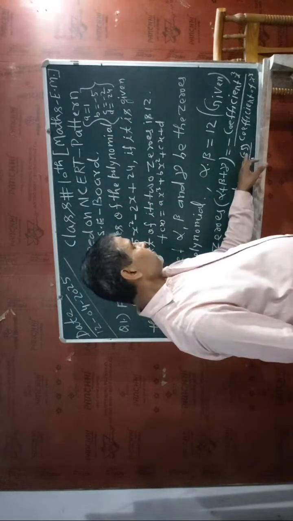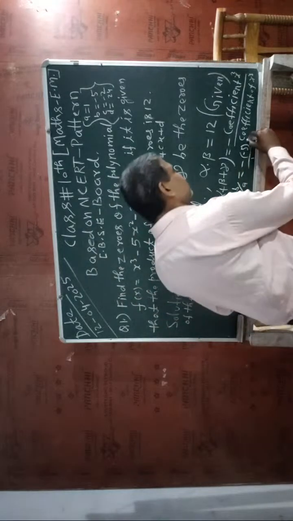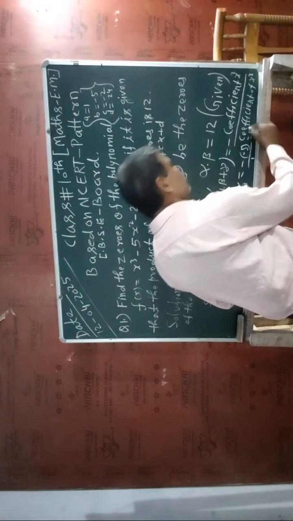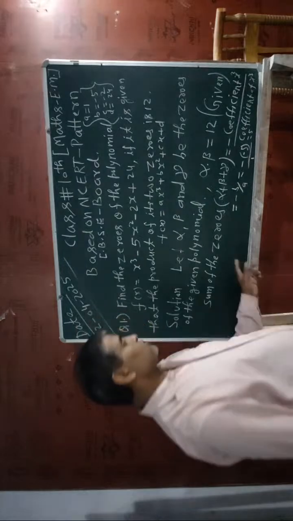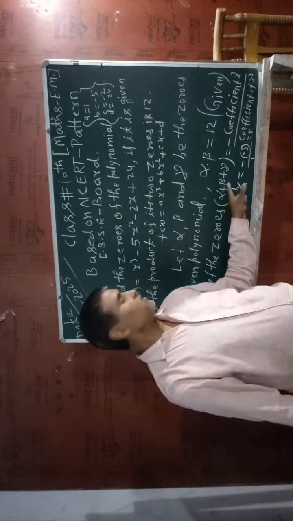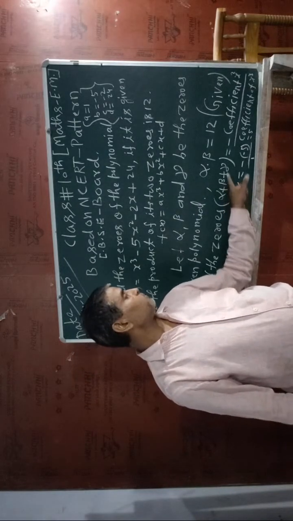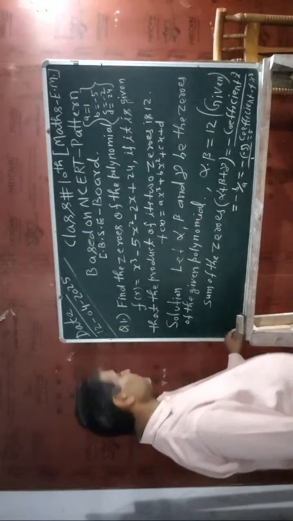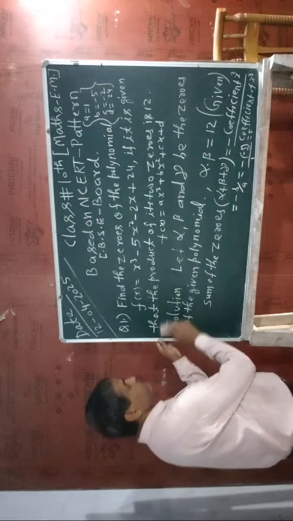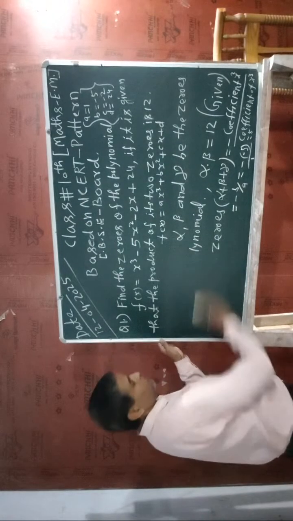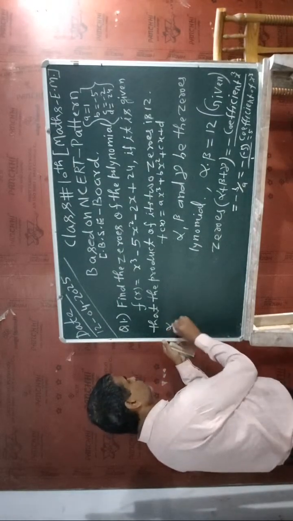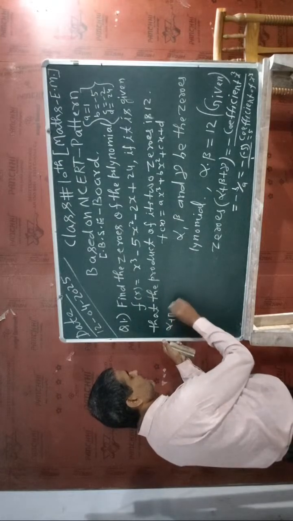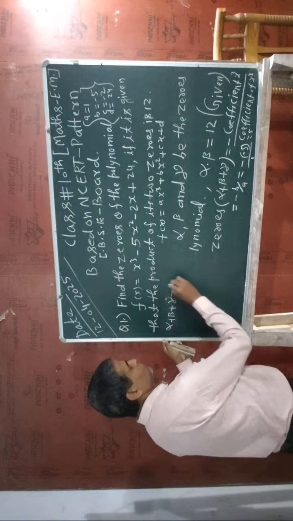So minus into minus will become plus, so it will be 5. Okay, students, in other words, we can say that the sum of the zeros, that means alpha plus beta plus gamma, is equal to 5. I will write this information because I will solve it with the help of these equations. So alpha plus beta plus gamma is equal to 5.